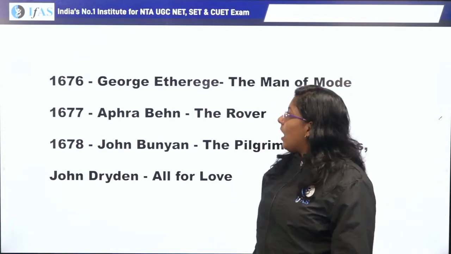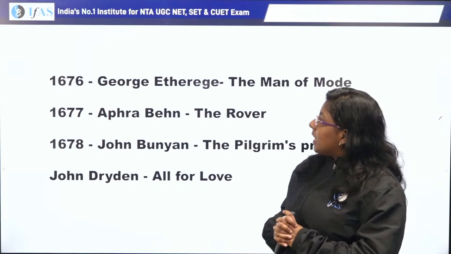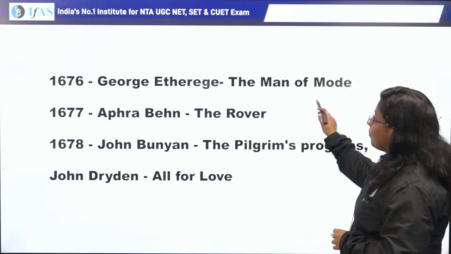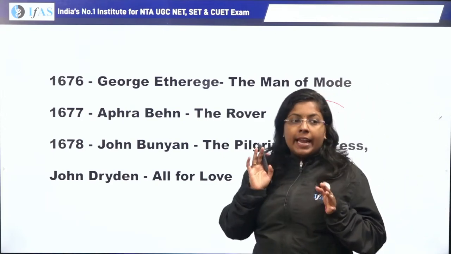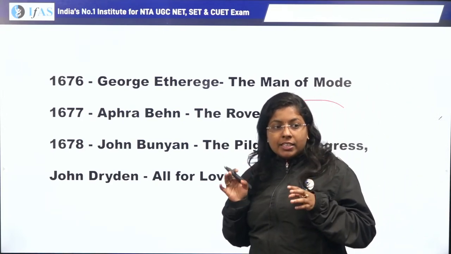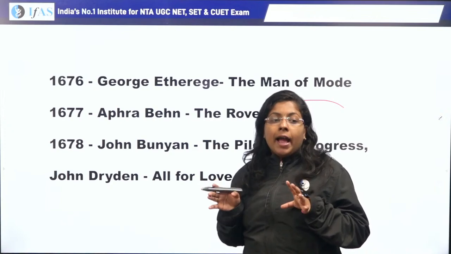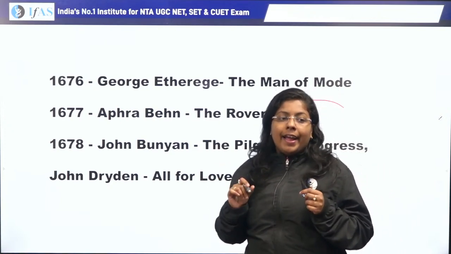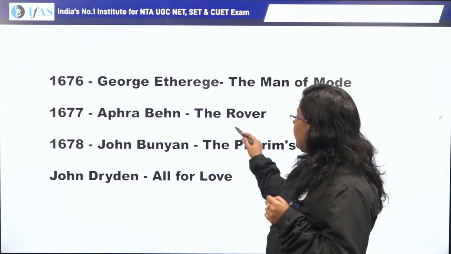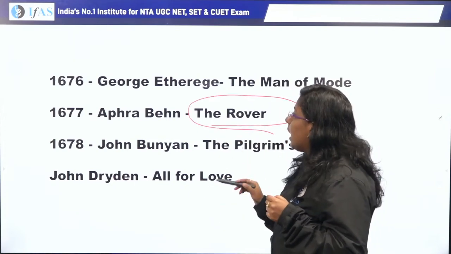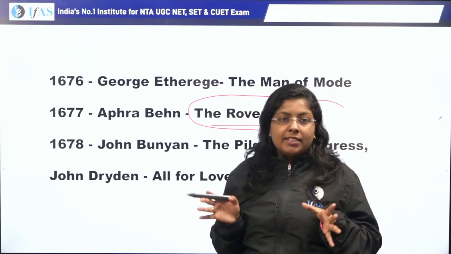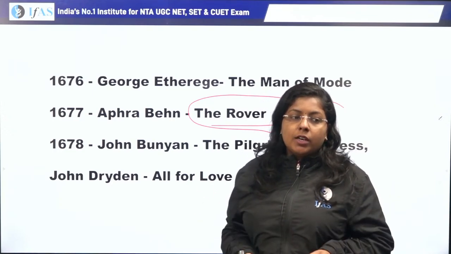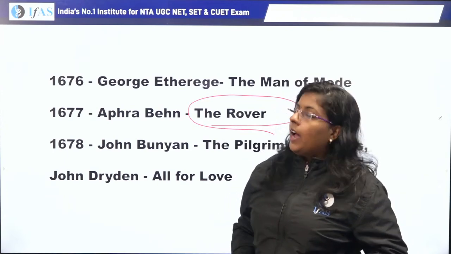Then we have 1676, George Etherege, The Man of Mode. So George Etherege again comes in 1676 with his The Man of Mode. Then Aphra Behn's The Rover, the very famous work, The Rover by Aphra Behn, in 1677.